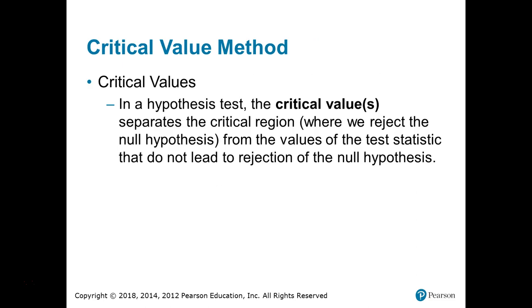There will be two methods that we will be using to do our hypothesis testing. The first is the critical value method. In a hypothesis test, the critical value separates the critical region, where we reject the null hypothesis, from the values of the test statistic that do not lead to the rejection of the null hypothesis. Again, kind of wordy. I do think that you should revisit this video once you look at the examples that we do in sections 8.2, 8.3, and 8.4, as that'll really reinforce some of the wordy text in this section.